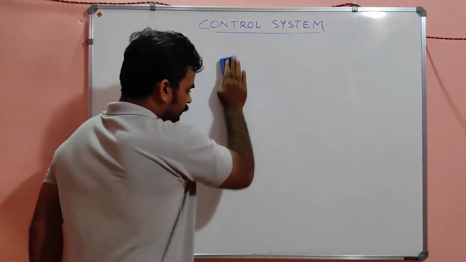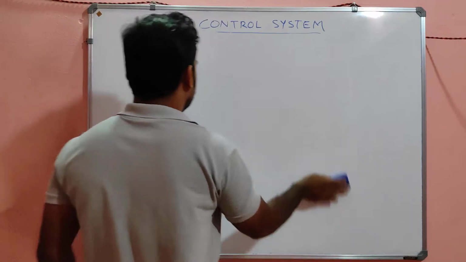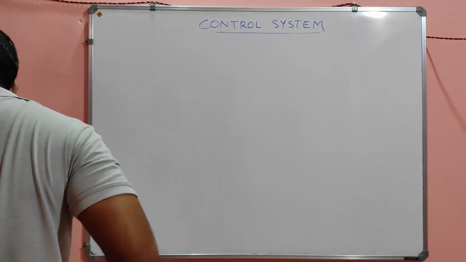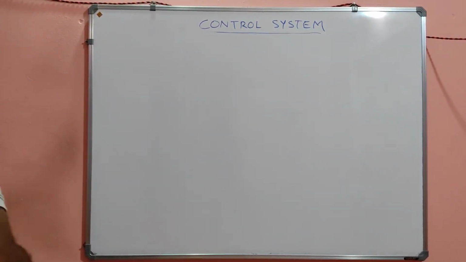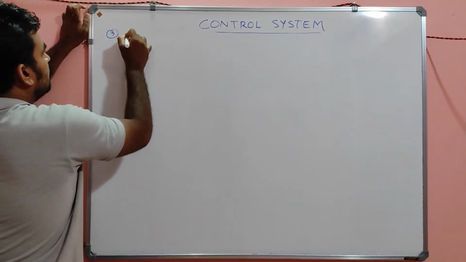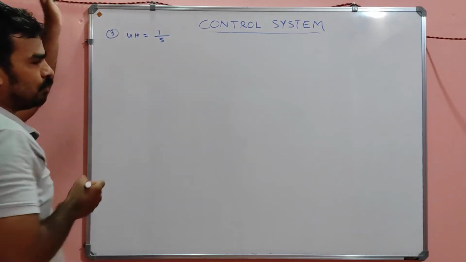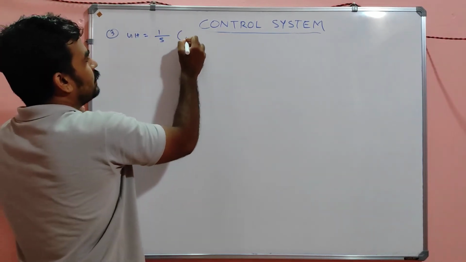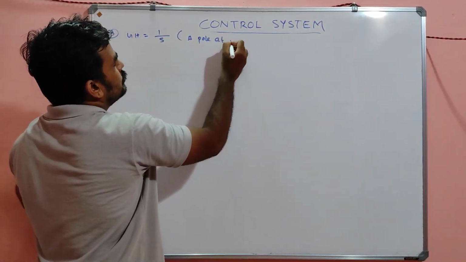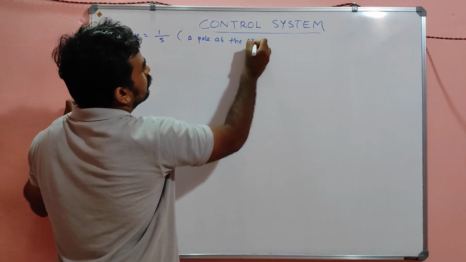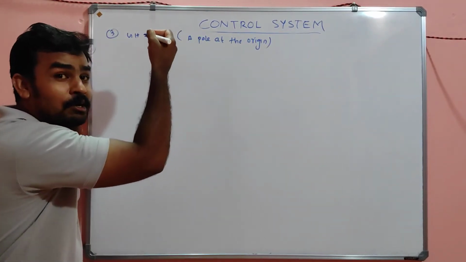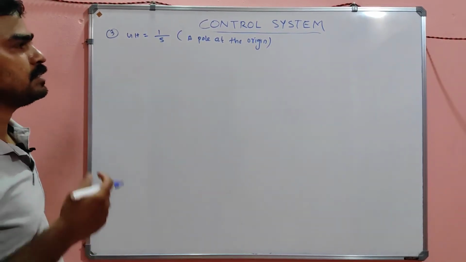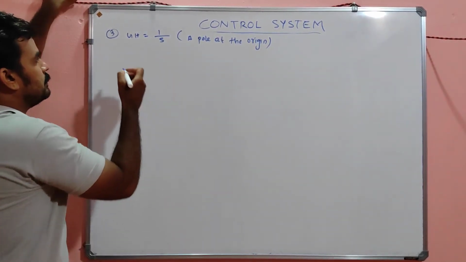In the same manner, this was a zero at the origin. Now G equal to 1 by S means a pole at the origin. A zero at the origin is simply S, and 1 by S means a pole at the origin. So what will be its Bode plot?